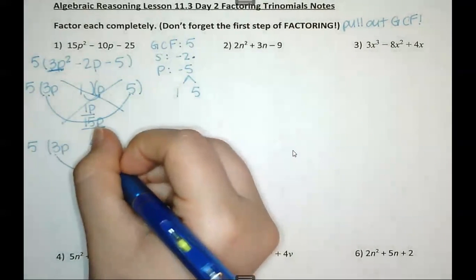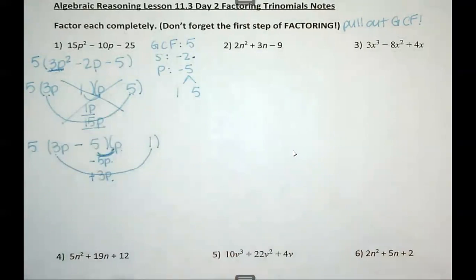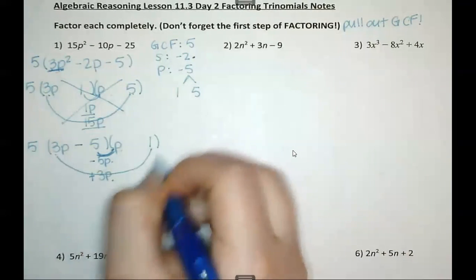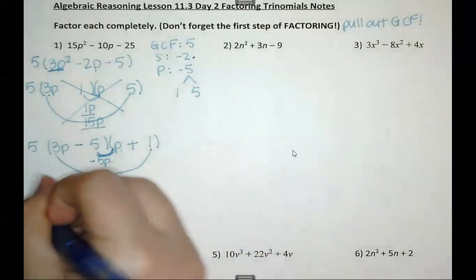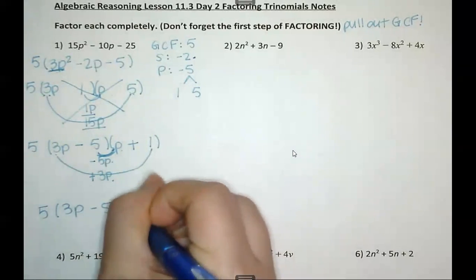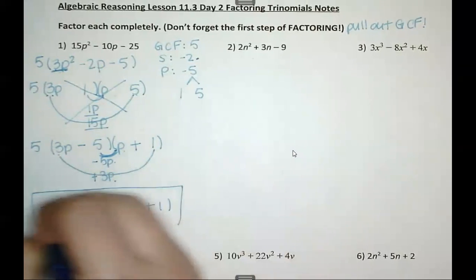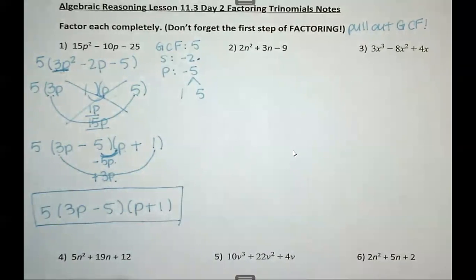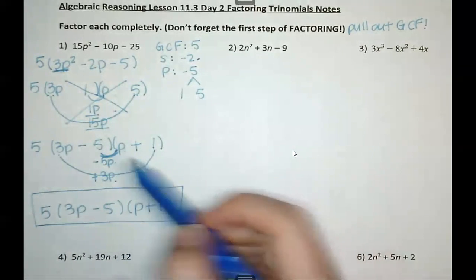Now the 5 came from here. So I would need to put the negative with that 5. And the 3p came from here, and I want it to be positive, so I would put the positive there. So my answer would be 5 times 3p minus 5 times p plus 1. So sometimes you just have to try it, see if it works, and if it doesn't, switch things up.